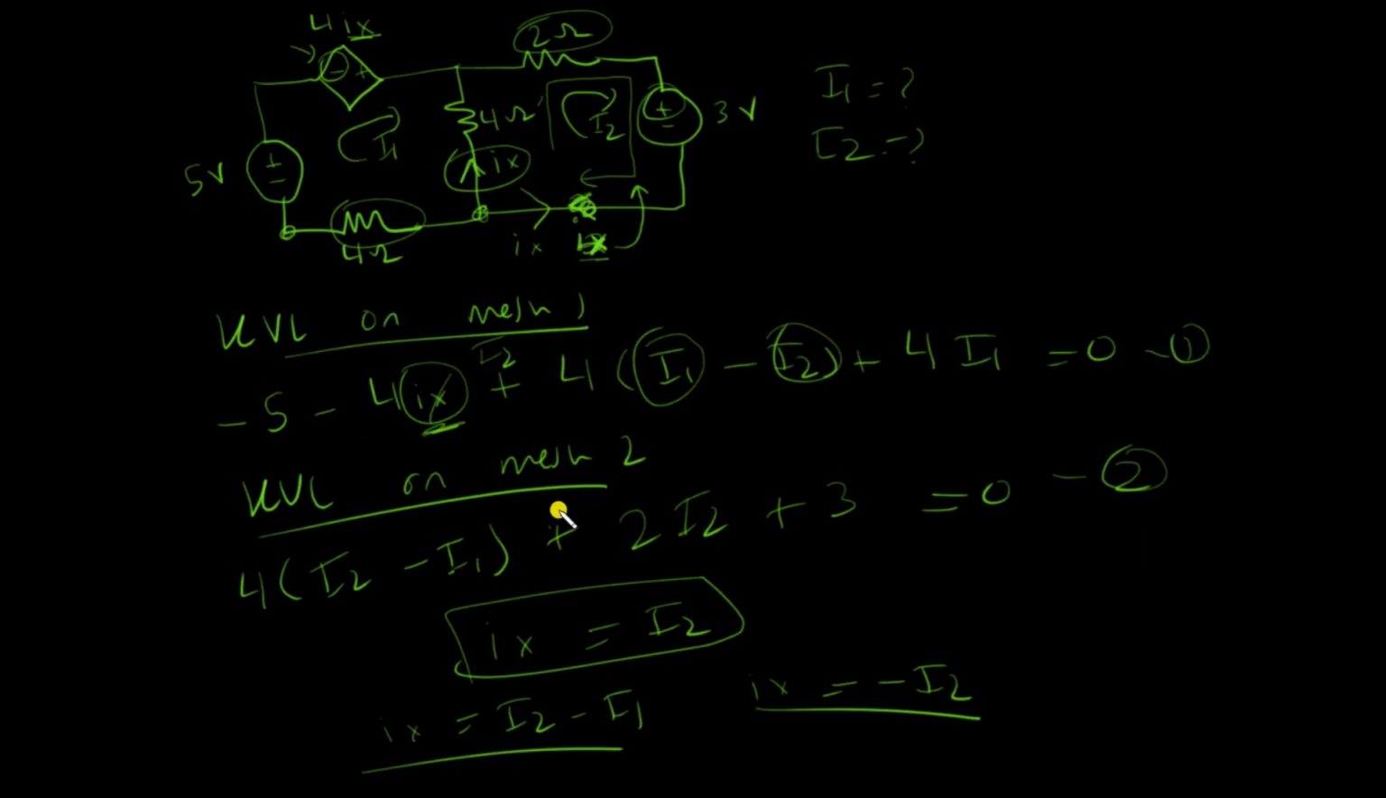So whatever the current Ix is, you can just substitute the mesh currents there, depending on the direction in which Ix is moving. So this is how you can easily form a third equation in mesh analysis whenever there are dependent sources. And I hope this makes things more clear.